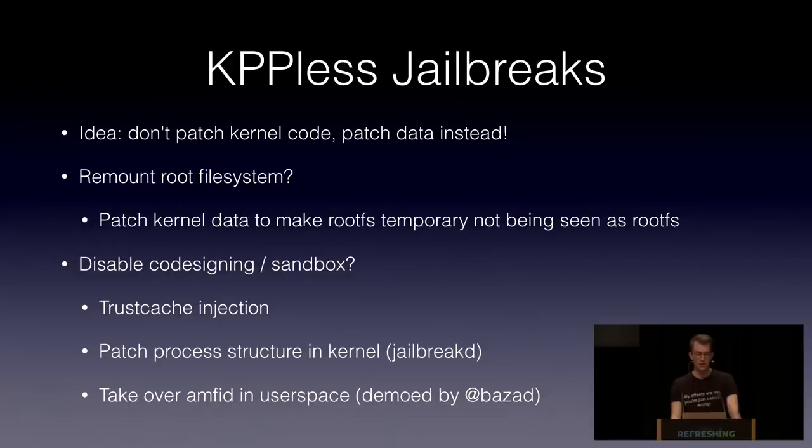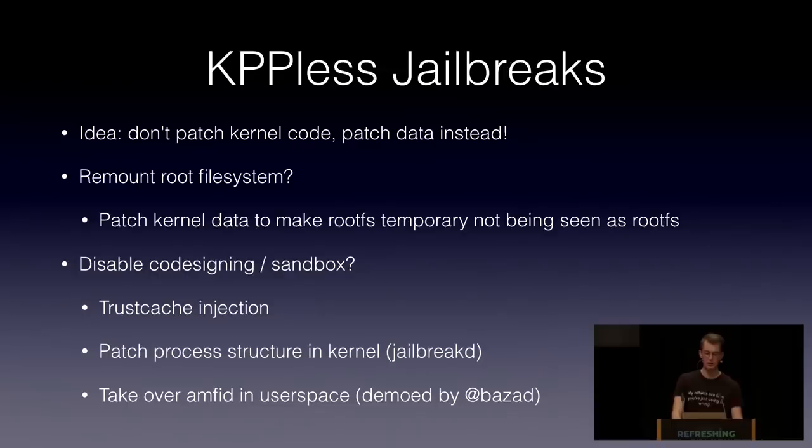Another approach, taken by jailbreakd in the latest Electra jailbreak, is to have a process, in this case jailbreakd, which would patch the processes on creation. So when you spawn a process, that thing would immediately stop the process, go into the kernel, look up the structure, and remove the flags saying kill this process when the code signature becomes invalid. And it would also add the get-task-allow entitlement. And then after it's done that, it would resume the process, and then the process won't get killed anymore because it's kind of already trusted.